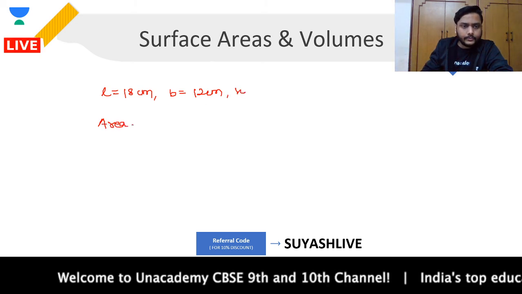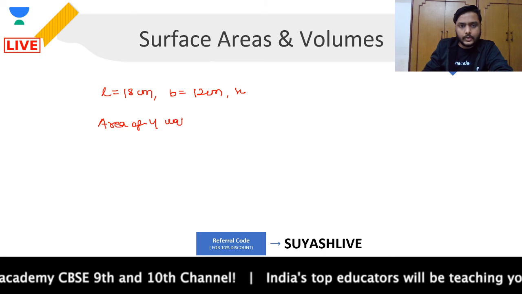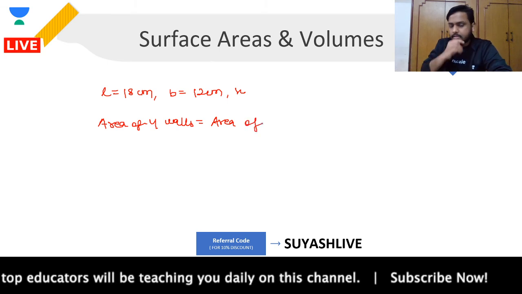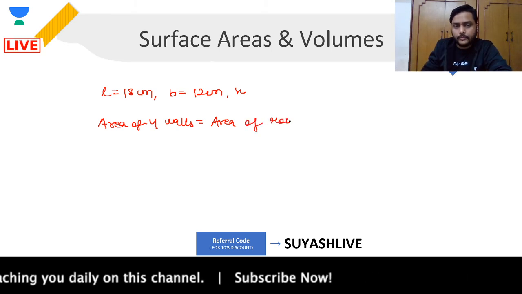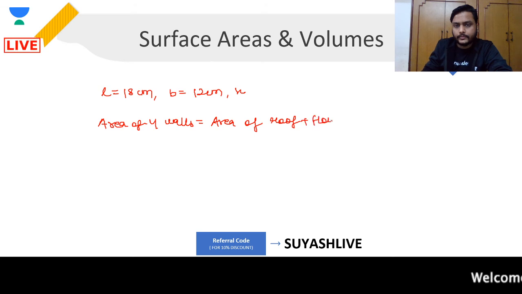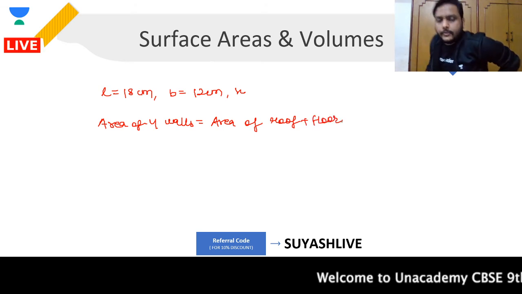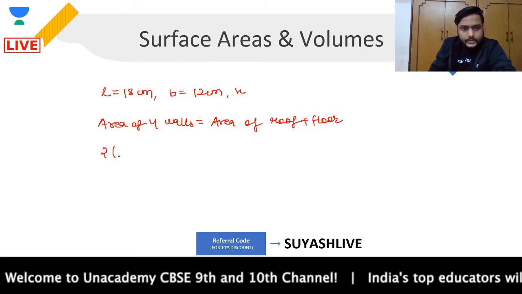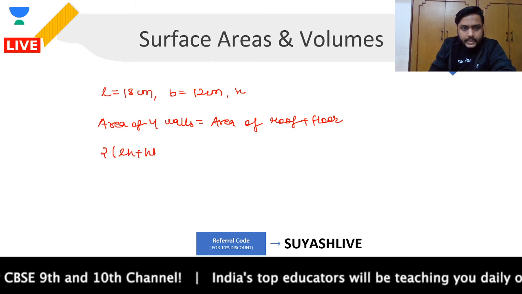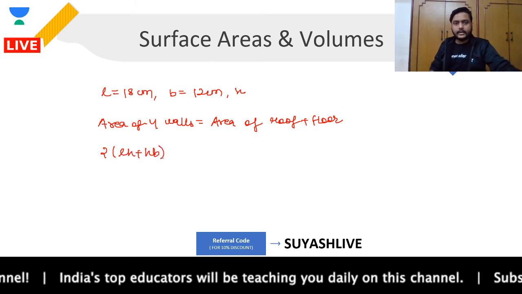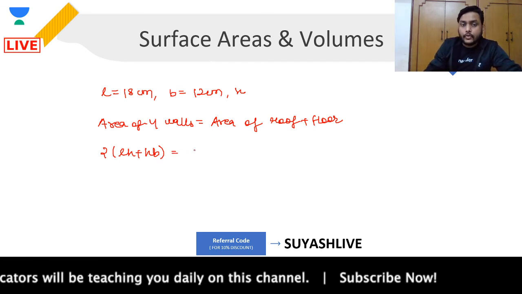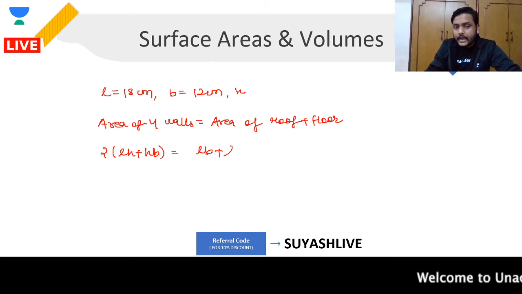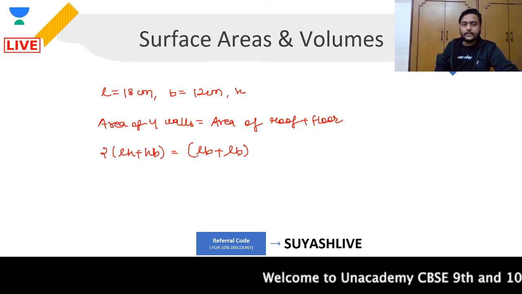Now the area of four walls is equal to the area of roof plus floor. When I'm talking about the area of four walls, that is the lateral surface area, and that is 2 times LH plus HB. This is the area of four walls. Everyone clear? Now the area of roof and floor will be LB, the area of the roof, and LB, the area of the floor. Are we clear with this, guys?